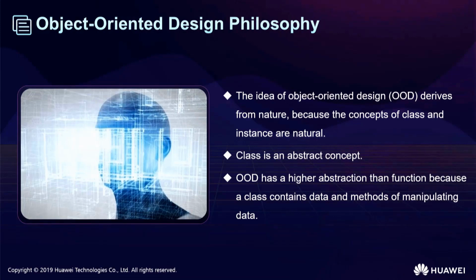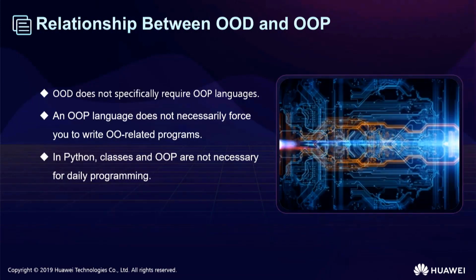Now we have known the OOD and the OOP. So what's the relationship between them? OOD does not specifically require OOP languages. Actually, OOD can be implemented by a purely structured language such as C. But if you want to construct data types that have the nature and character of objects, you need to do more work on your programs. When OOP features are built into the language, OOP will be more efficient.